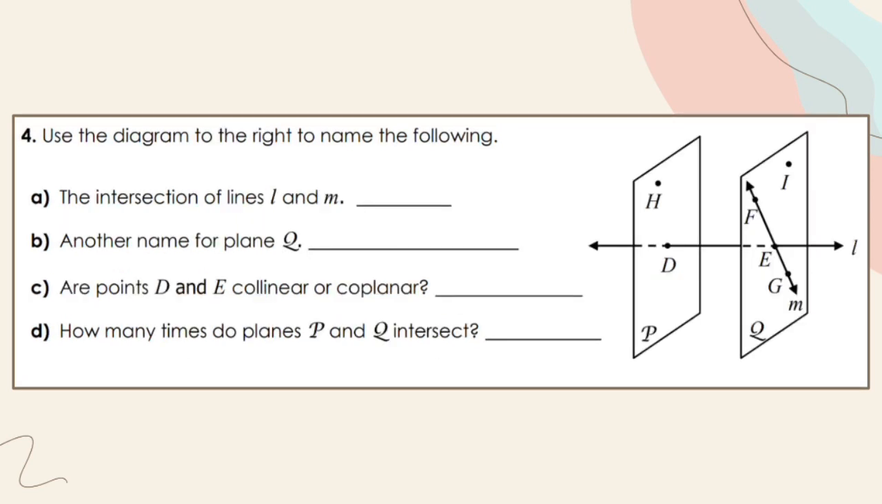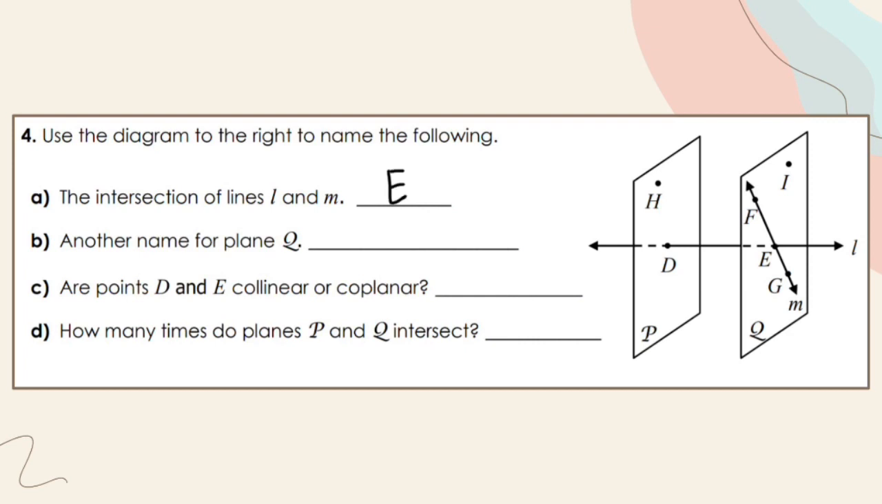Number 4, the intersection of lines L and M. So line L is here. Line M is on the plane Q, and they intersect at point E. So we can just write E.